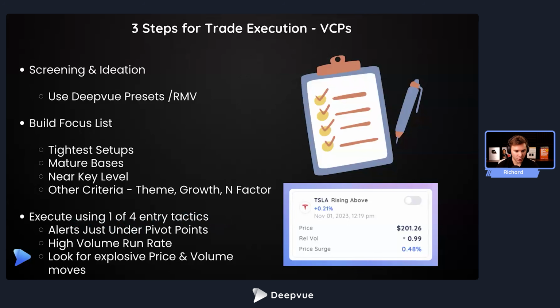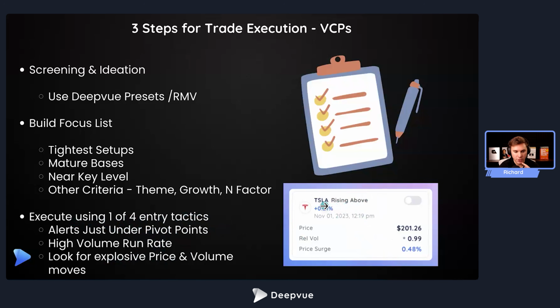You want to be looking for high volume run rate as it breaks through a pivot. And then as it matures and continues to break out, look for explosive price and volume moves. And we'll get into many different examples. And here in Deepvue, our alerts are tuned to look for just this stuff.